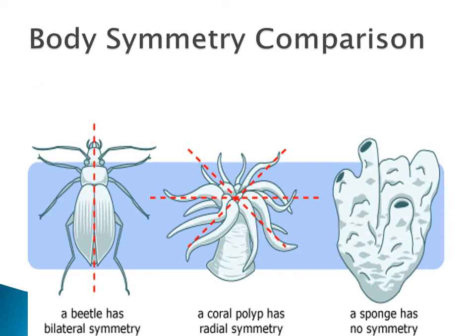Here you can see a side-by-side comparison. We start over here on the right with the sponge, which has no symmetry. It's the asymmetrical version. Then we go on to the radial symmetry that we saw. This is a coral, but they're closely related to the sea anemone. And finally, a beetle, an insect, which is part of the insects, which are fairly well evolved, and it has bilateral symmetry. So you can see how they compare.